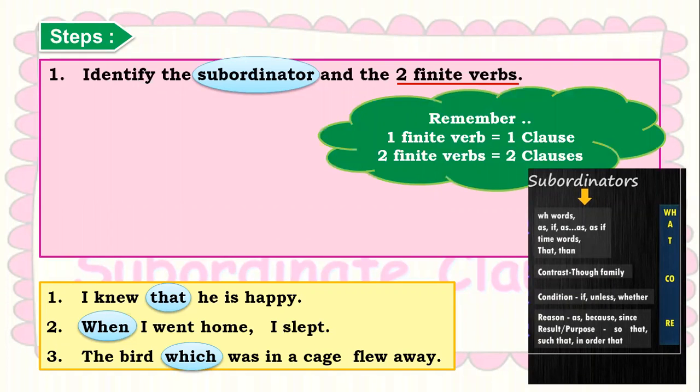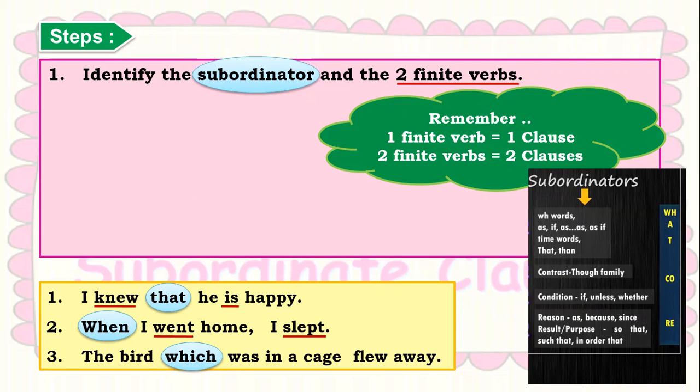Let's see the first. The first one is knew and is. Yes. Let's go with the second. When I went home, I slept. Don't forget, every finite verb has a subject beside it. Yes, there you go. Went has a subject, I. Slept has a subject, I again. Very well. Come on, let's go with the third one.